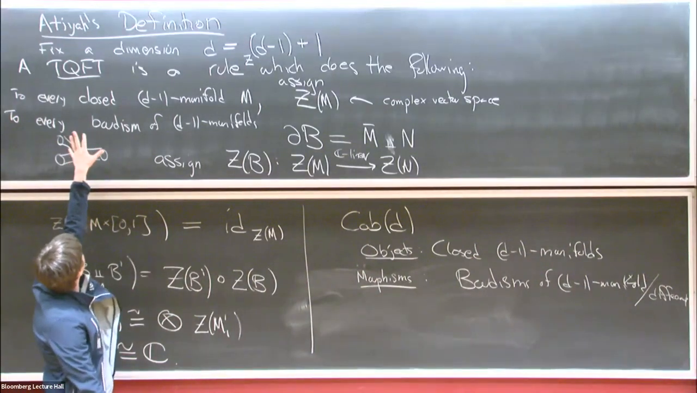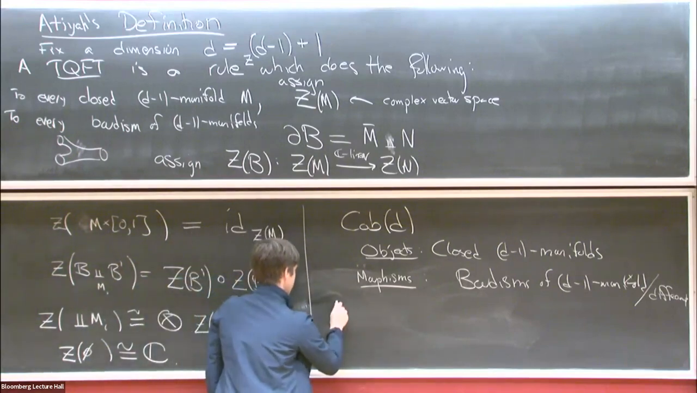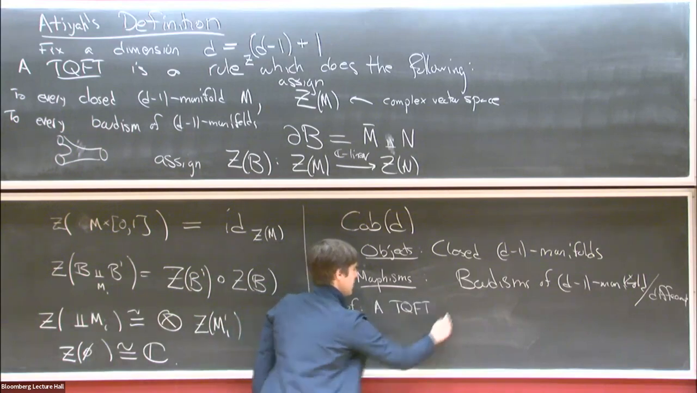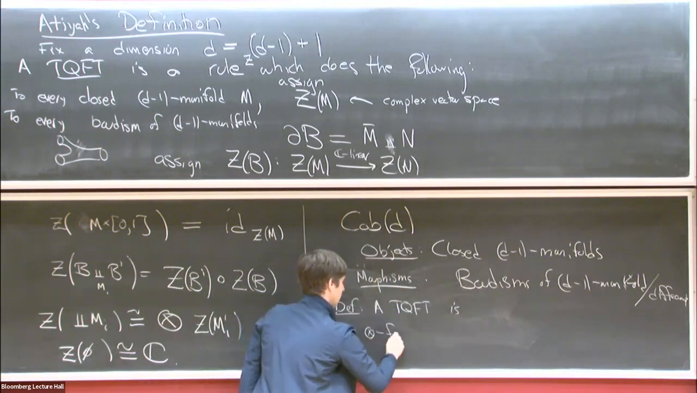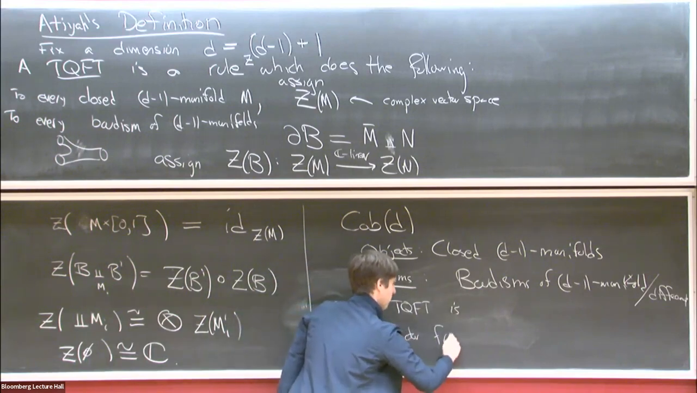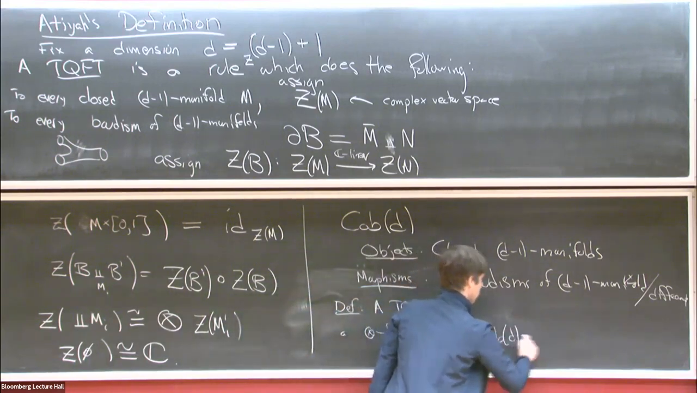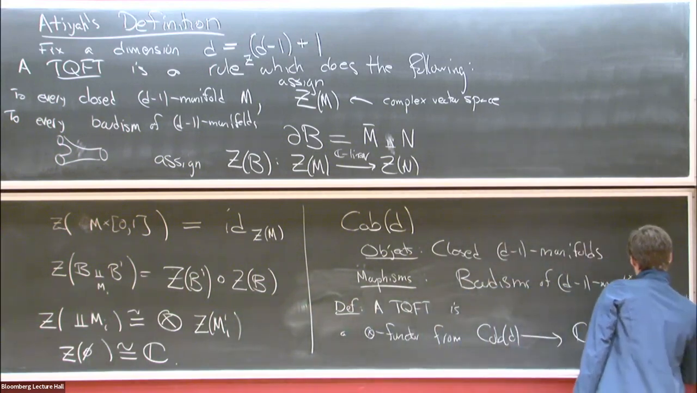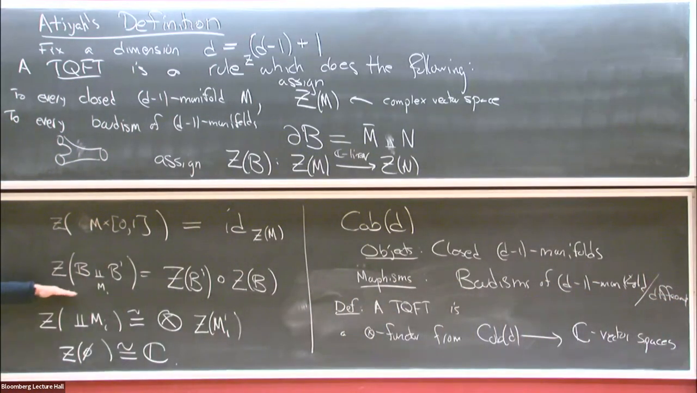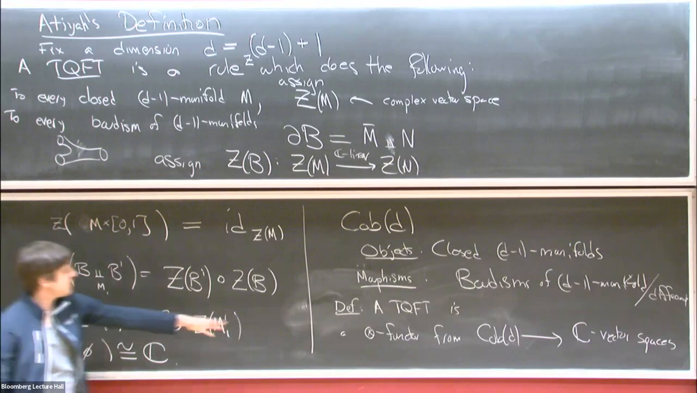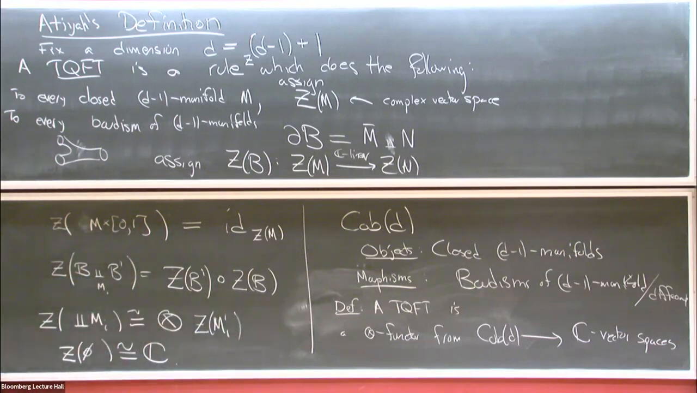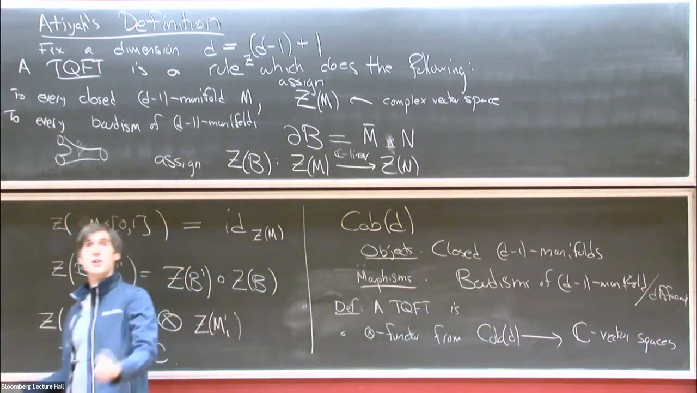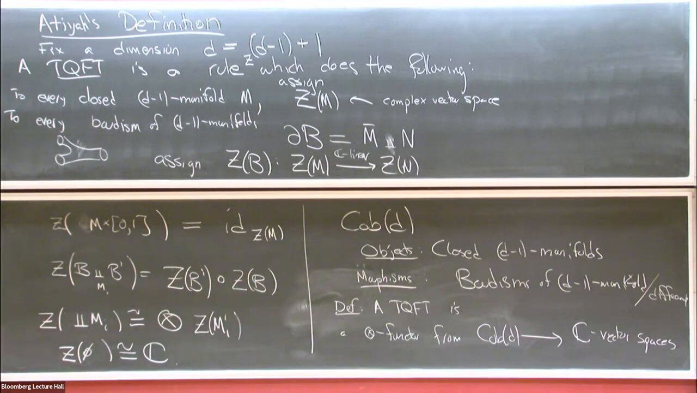And so an efficient way of stating this is that the definition: a QFT is a tensor functor from this category Cob D to the category of complex vector spaces. Saying that it's a functor is everything that I said up to this point. And saying that it's a tensor functor means that it preserves tensor products, where on the left-hand side, what tensor product means is disjoint union. So it takes disjoint unions of manifolds to tensor products of complex vector spaces.